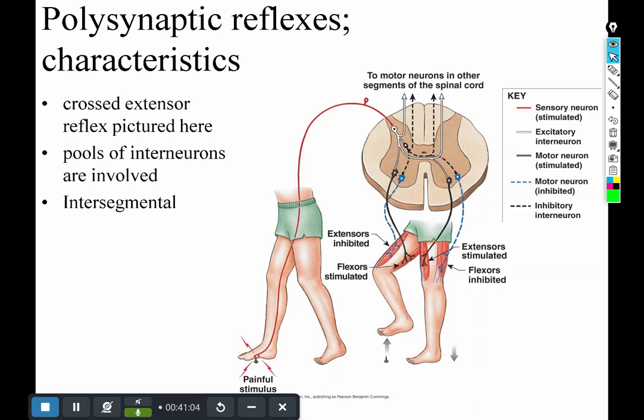And then that information is going to rise up the spinal cord along with the information that, hey, a painful stimulus is occurring. And the inhibitory information is also going to do the same thing. So we call these reflexes intersegmental because they involve greater than one spinal segment.